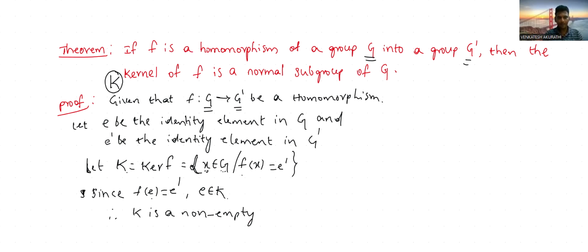And the second step, K is a subgroup of capital G. To prove that K is a subgroup of capital G, already we know by the previous theorem on subgroups that if A, B belong to capital G, then A into B inverse also belongs to capital G. So here we can take any two elements A, B belonging to K. K is the kernel of F.